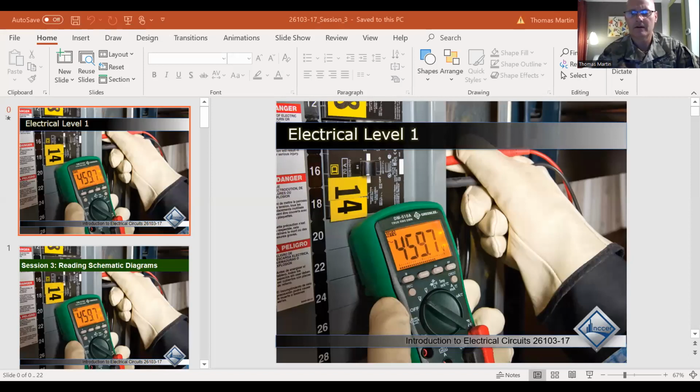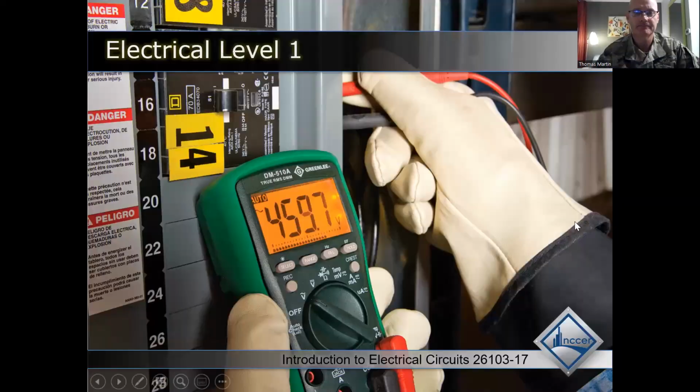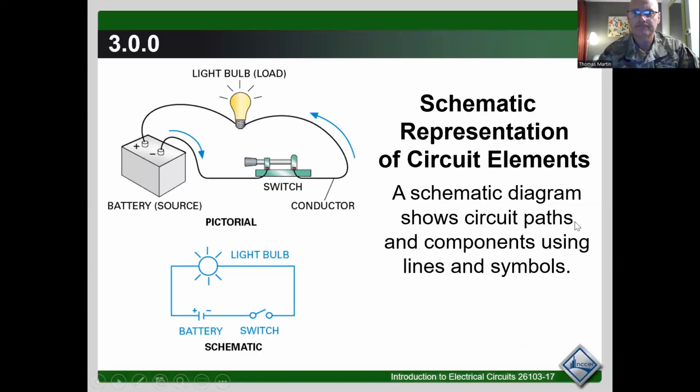Let's share this video. Go to here, session 3. There we go. Okay, we've seen this before, right? This up top. Electrons are flowing from the negative through the switch, through the conductor to the lamp, and back to the battery, right? That is a series circuit.